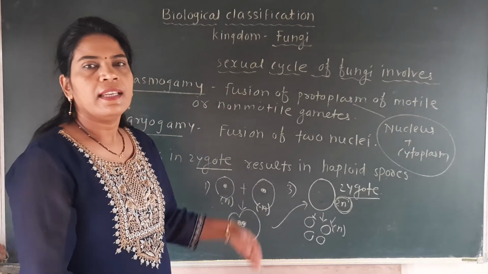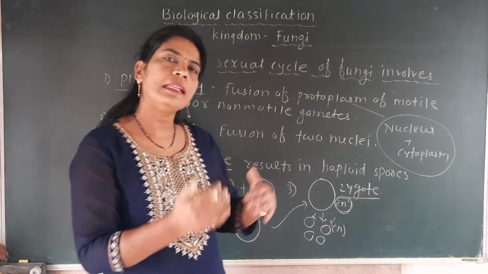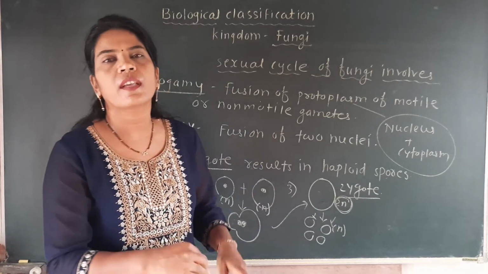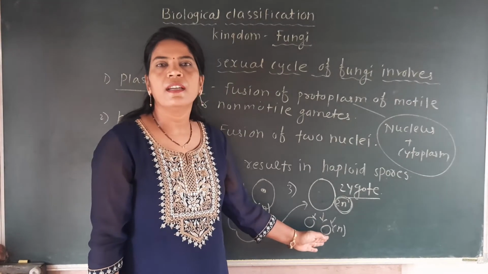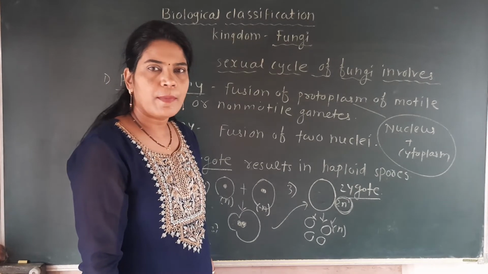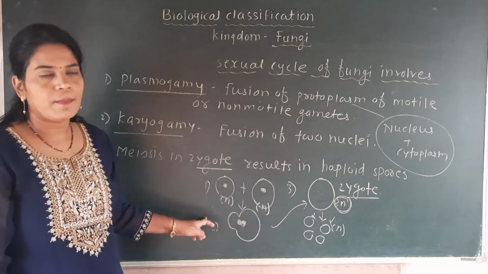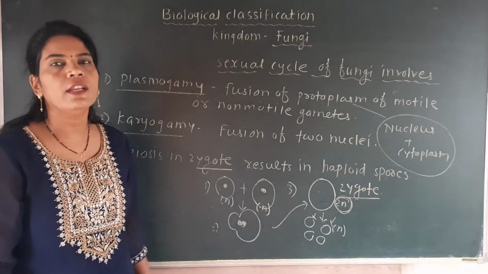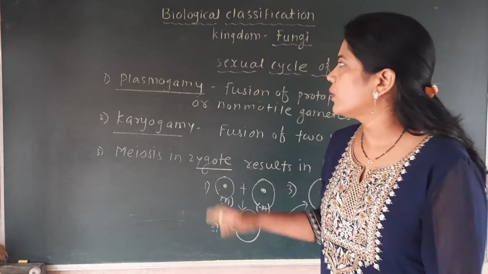So here, we have just seen that spores are produced in asexual reproduction as well as in sexual reproduction. The spores of sexual reproduction are given the names oospore, ascospore, and basidiospore. These are the spores produced by the sexual method, by the fusion of either motile or non-motile gametes. So these are the three important events of the sexual cycle.